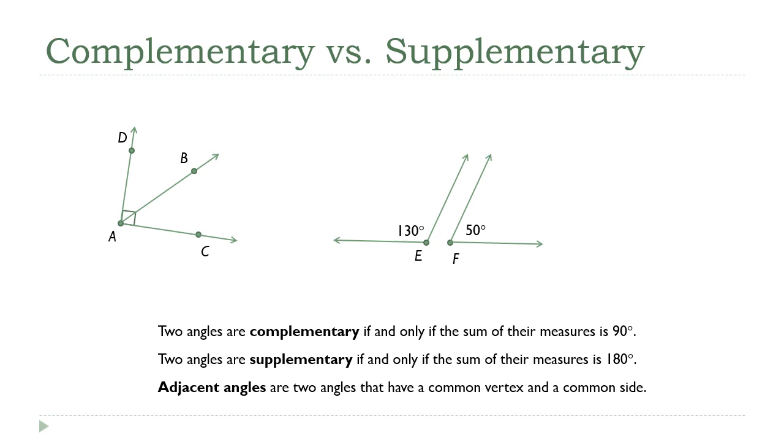And finally, we'll say the two angles are adjacent if they have a common vertex and a common side. So looking back at the first example, angles DAB and BAC, two complementary angles, are adjacent since they share the same vertex, A, and the same side, AB. Now, on the other hand, in this diagram, the two angles aren't adjacent, even though they share part of a side in common, because they don't have a common vertex.